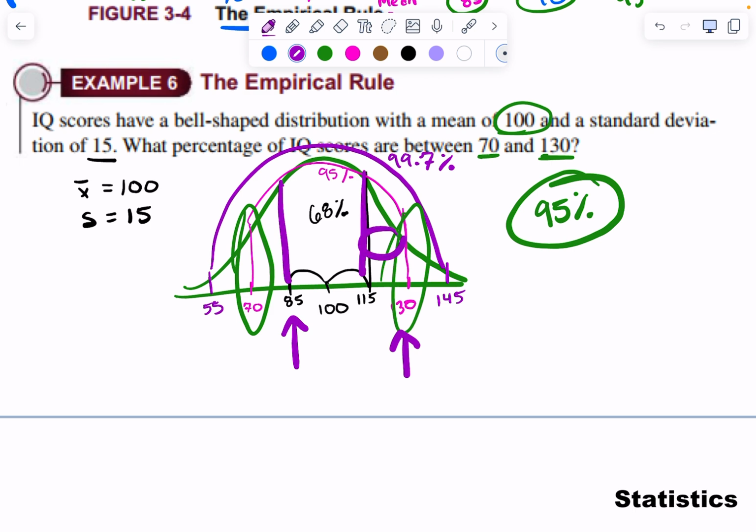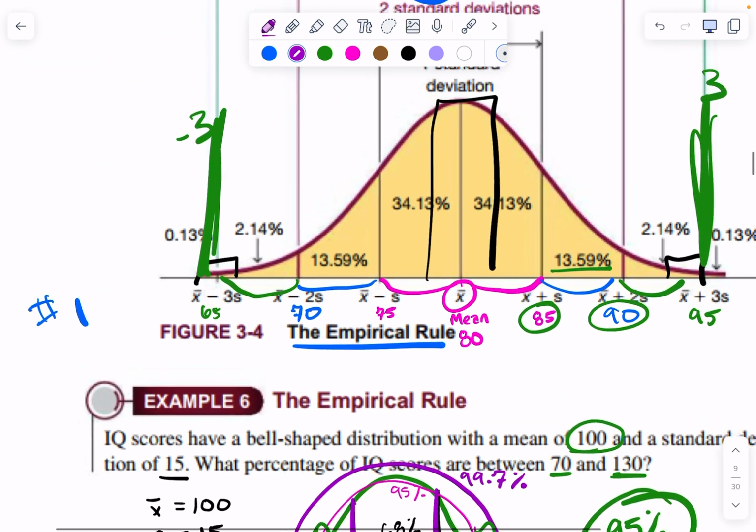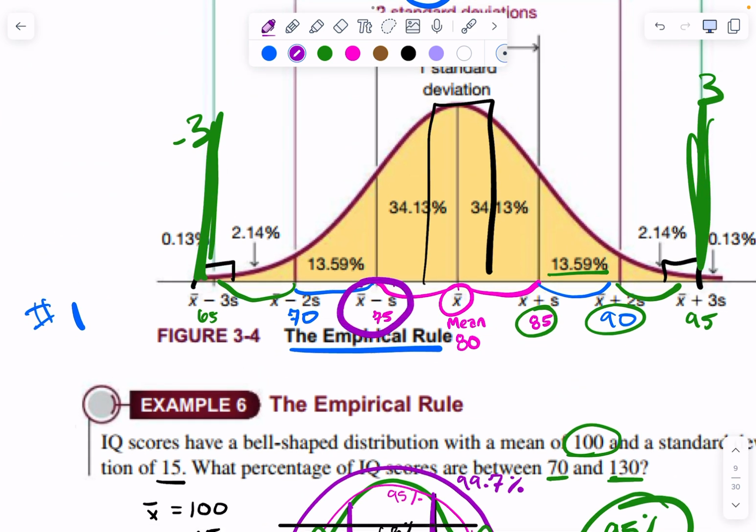68 plus whatever this is, right? 13.5. Because this is like -1 and this is like +2. Do you know what I mean by that? This is subtracting 1 standard deviation and adding 2 standard deviations. So I'm going -1, which is here, and +2, which is here.